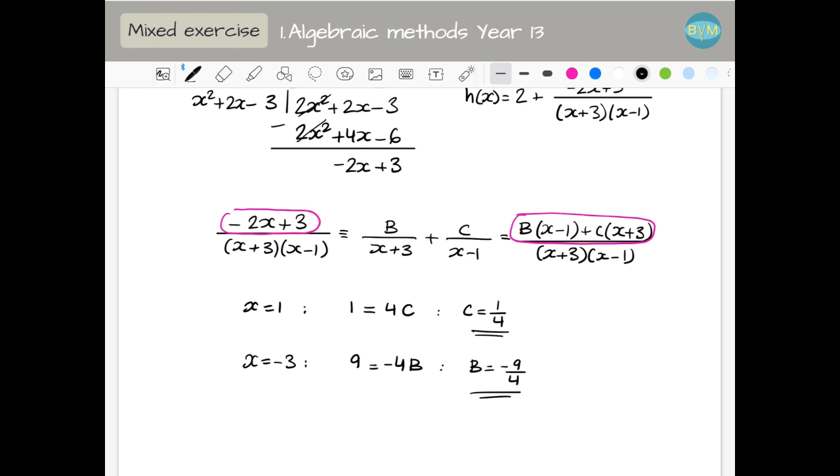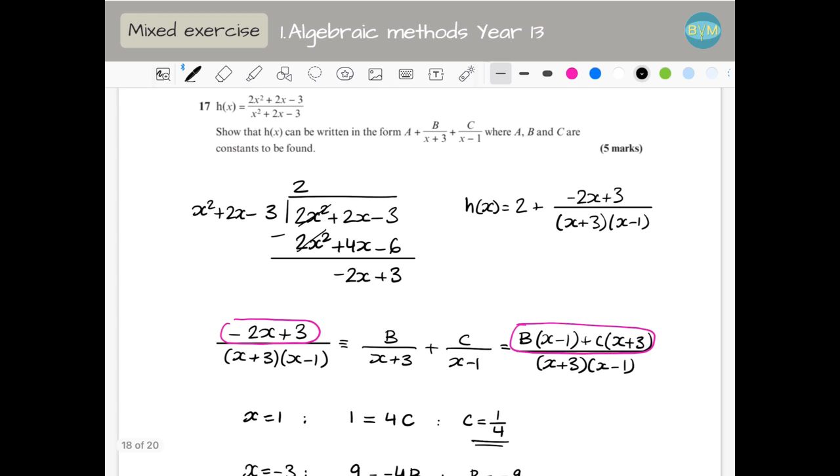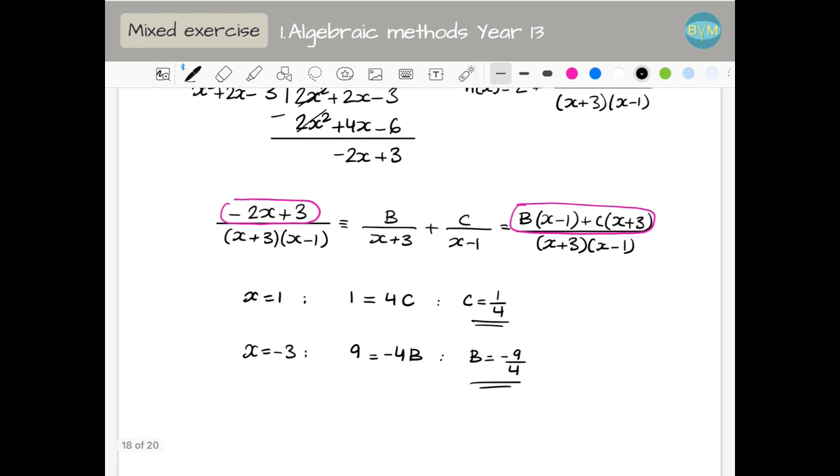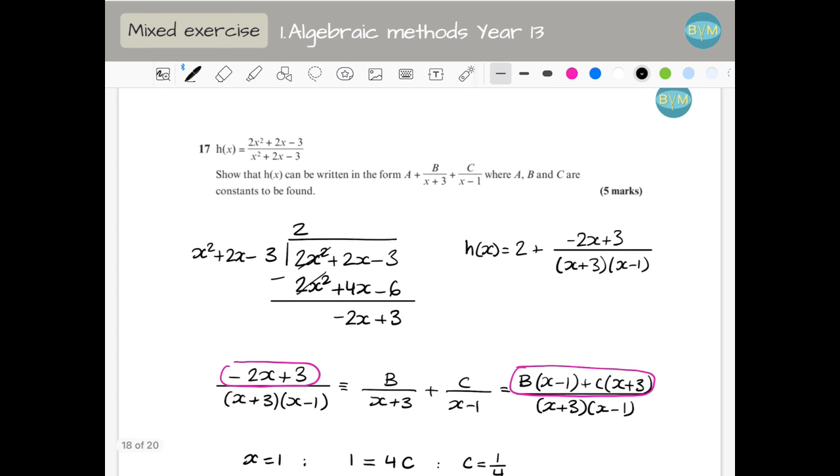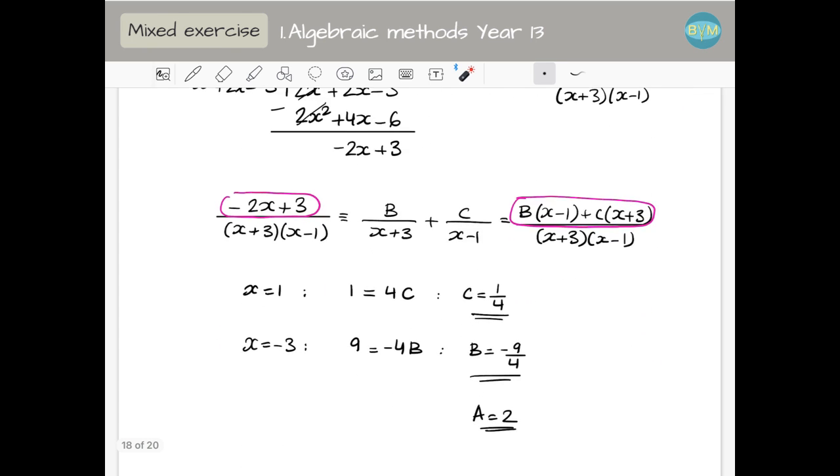I have all the constants I need to find. So a is going to be 2. I haven't written that, so I'm going to write a is going to be 2, b is going to be minus 9/4, and c is going to be 1/4. If you need to write the expression, we just substitute the coefficients here: a by 2, b by minus 9/4, and c by 1/4. And that's all with this question.